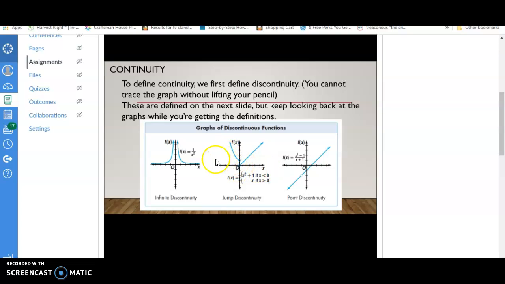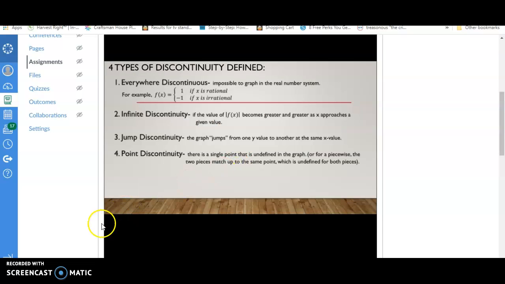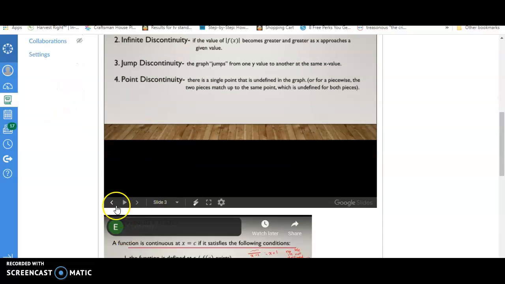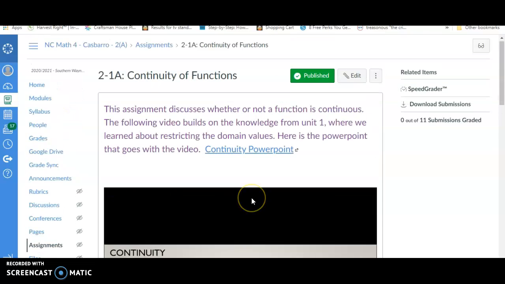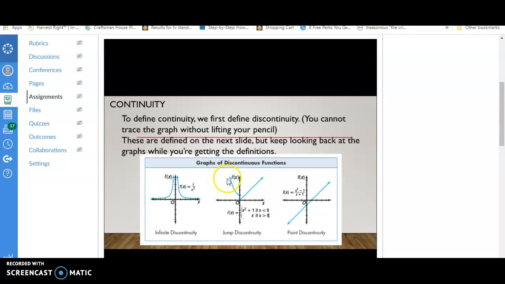Now, this kind of thing would also show you that it would not be continuous, because if you're coming in from this side, from the left side, you're going to end up at 1. If you're coming in from the right side, you end up at 0. So because it ends up at two different places when it's approaching 0, that would not be continuous.